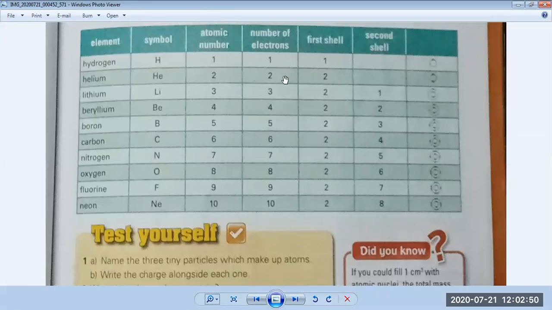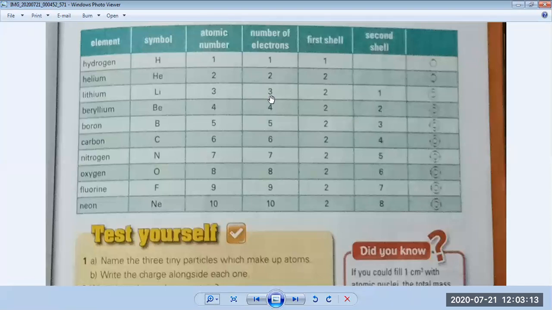Then come to the third element of the periodic table. It's lithium. Lithium is shown by L and i. The first letter is capital and the other is small. So its atomic number is 3. Atomic number means it has 3 protons in the center of a nucleus. And if it has 3 protons, it has 3 electrons.